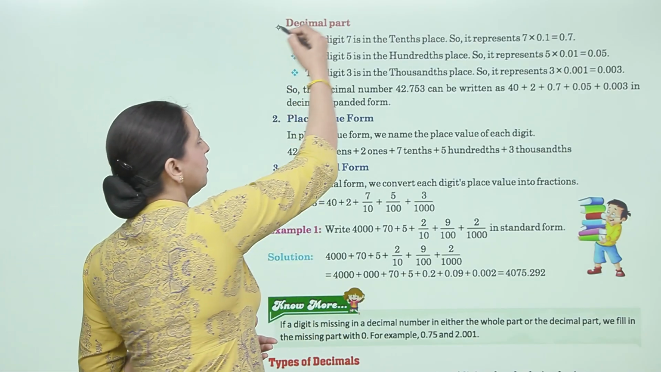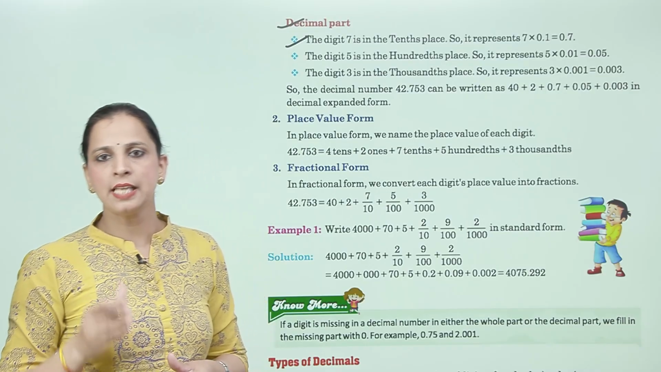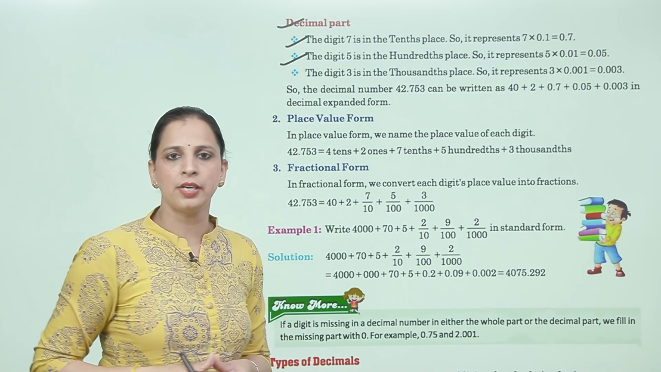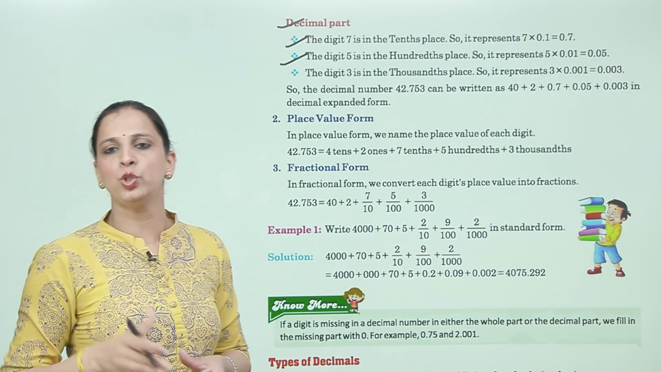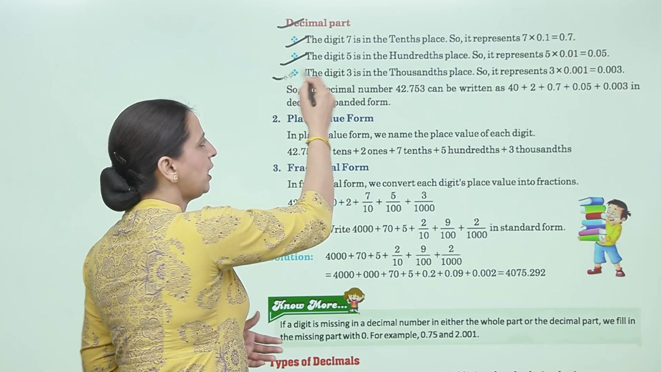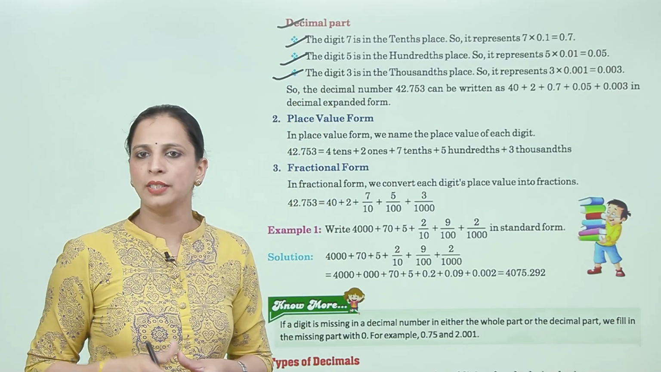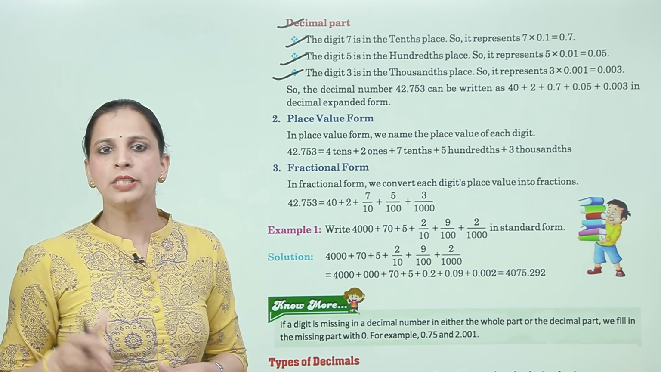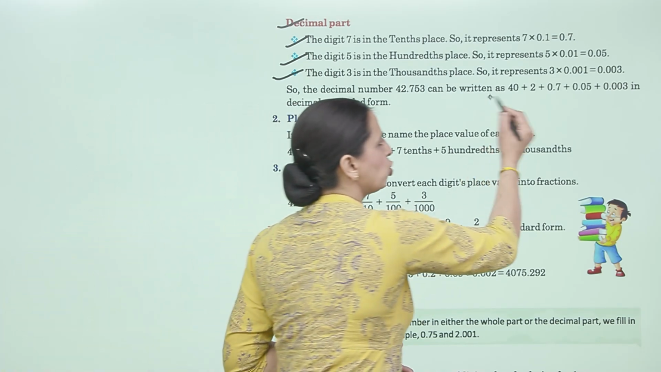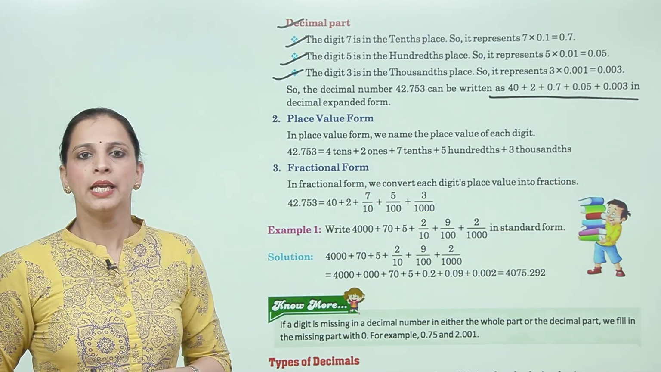Now the decimal part. The digit 7 is in the tenths place, so it represents 7 times 0.1, which is 0.7. The digit 5 is in the hundredths place, so it represents 5 times 0.01, which is 0.05. The digit 3 is in the thousandths place, so it represents 3 times 0.001, that is 0.003. So the decimal number 42.753 can be written as 40 plus 2 plus 0.7 plus 0.05 plus 0.003 in decimal expanded form.